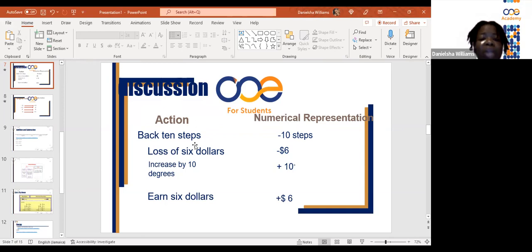For each activity or each action that you have, you can represent it in a numerical way. If there's anything that's going backwards or south or west, we look at those as negatives. Anything that's an increase, going forward, additional, earning, those are positive actions. That's a positive term.